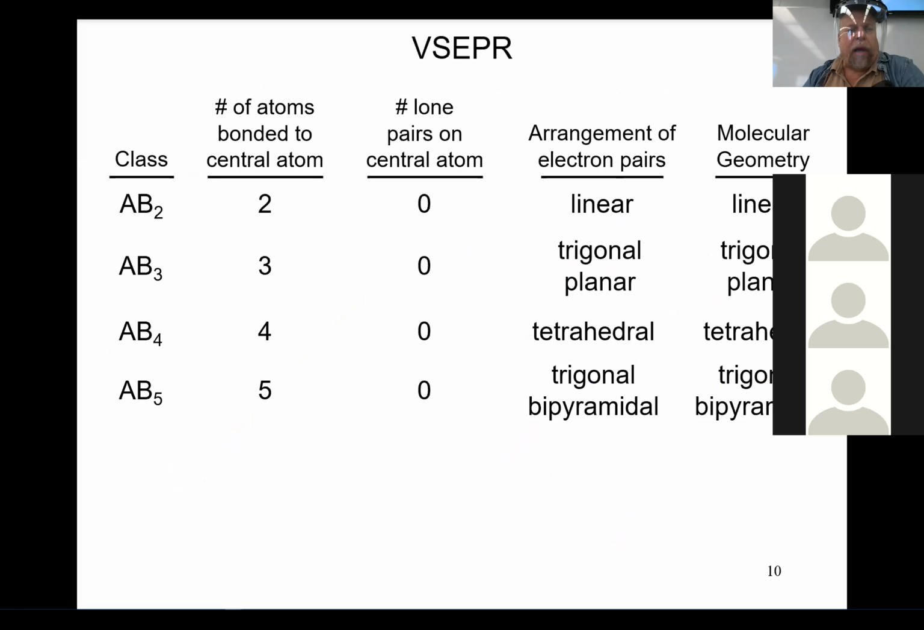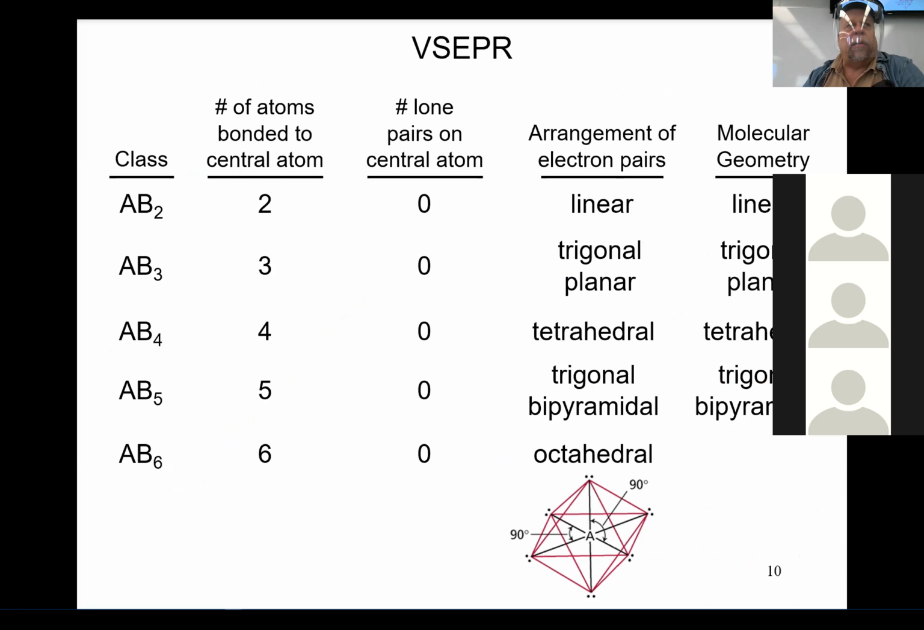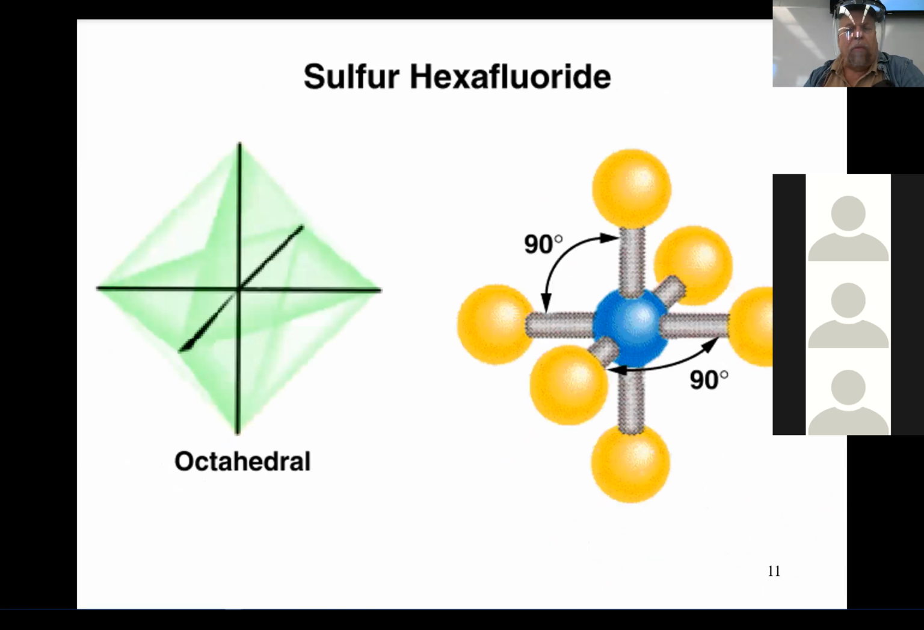Okay, the next one is AB6, and how many things would be around that one? Well, there would be 6 around that, again with 0 lone pairs, and this is called octahedral. So they're kind of teaching you the different things there. An example of that one would be sulfur hexafluoride.